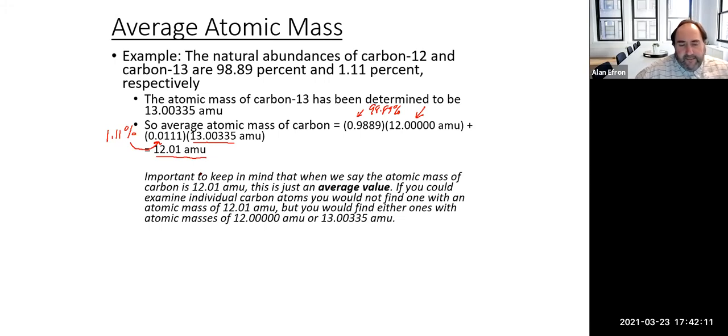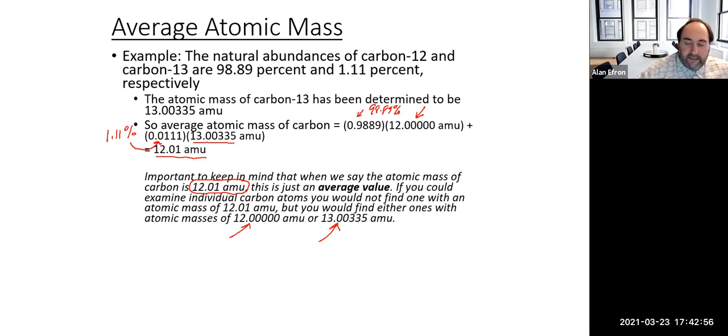Now, it's important to note that if you were able to pick up a carbon atom, you would probably never find one that actually has this mass. You would either find one that has the mass of a carbon 12 isotope, or one that has the mass of the carbon 13 isotope. So again, what we see on the periodic table is really an averaging of all the naturally occurring isotopes for a particular element. Most of the time people don't refer to it as average atomic mass, but that's essentially how we get to those numbers. Any questions on that?